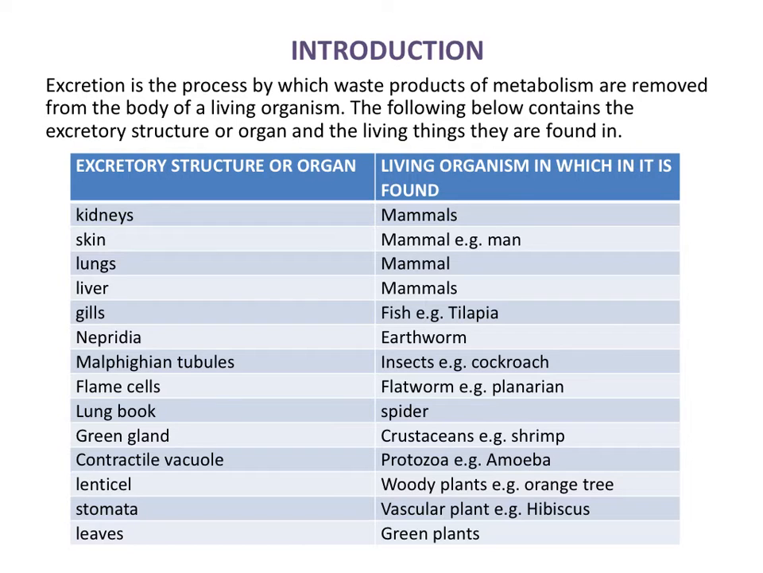Lenticels found in woody plants, example is orange tree. Stomata is an excretory organ in vascular plants such as hibiscus. Leaves are used by green plants as an excretory organ.